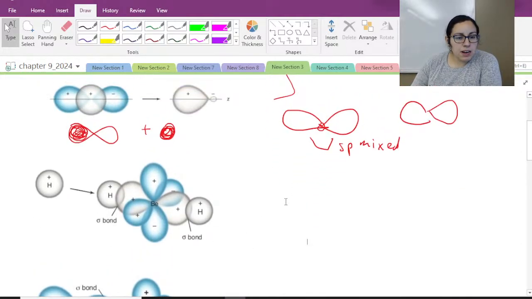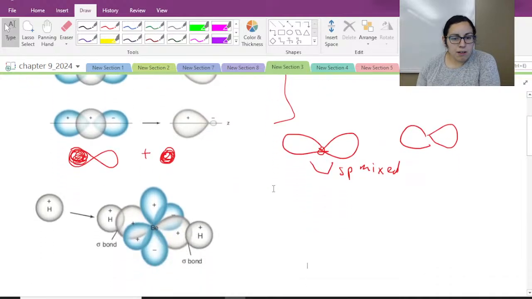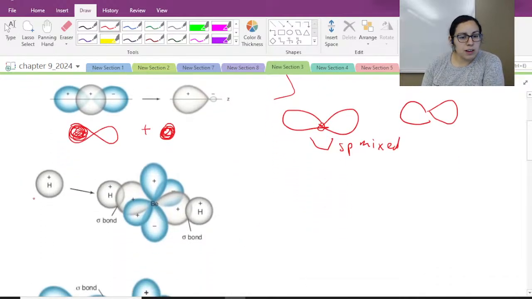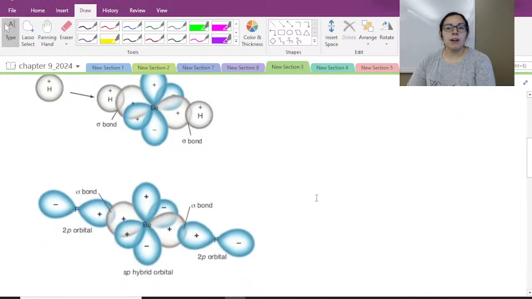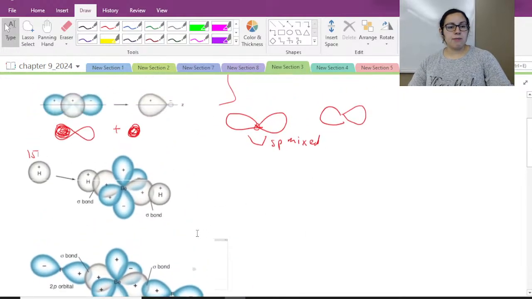And so now go ahead and draw out beryllium H2 here like they've done. But go ahead, label all your orbitals, think of what's coming together. Hydrogen only has our 1s as well. And then compare that to beryllium F2.